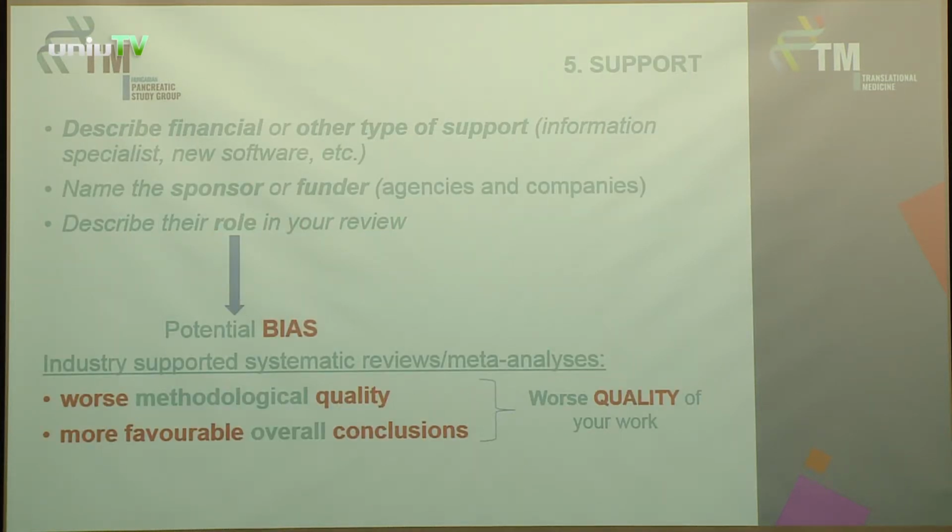We have to describe all financial or non-financial support, the names of the sponsors or funders if we have some, and we have to describe their role in the review. It's a potential risk of bias as well, because, for example, industry-supported meta-analyses or systematic reviews usually have worse methodological quality, and they have more favorable conclusions. That's why the quality of these works is worse.